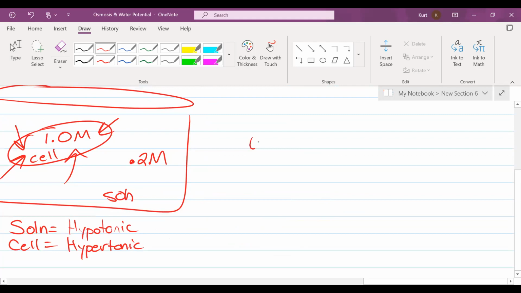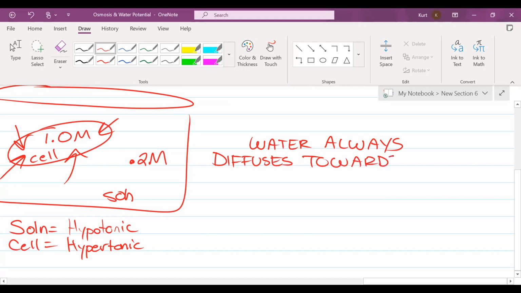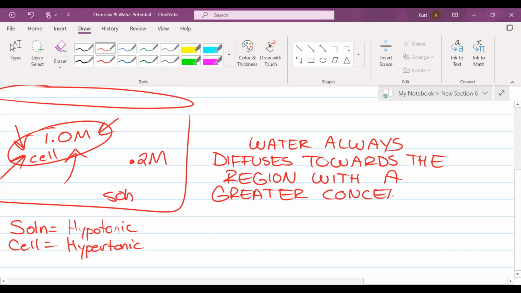I'm going to write this in big bold letters. Water always diffuses towards the region with a greater concentration of what? Does it always go towards more water or more solute? Right. And I'm going to put some in parentheses here.